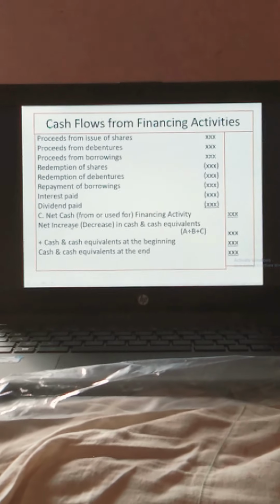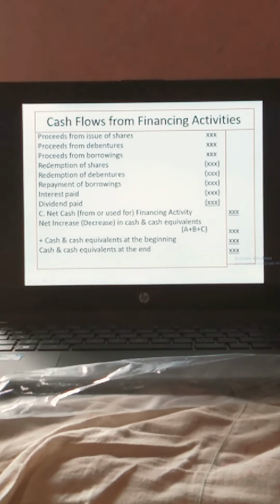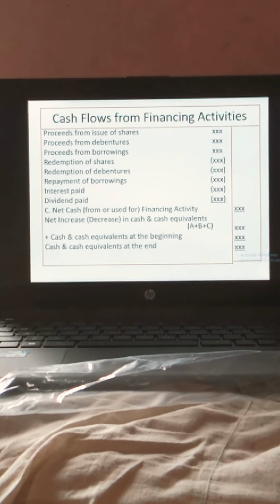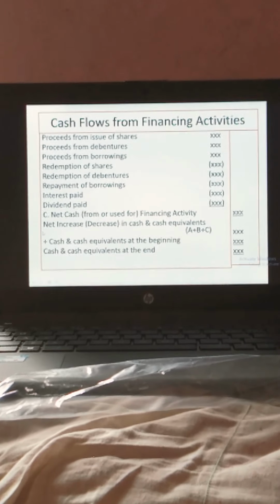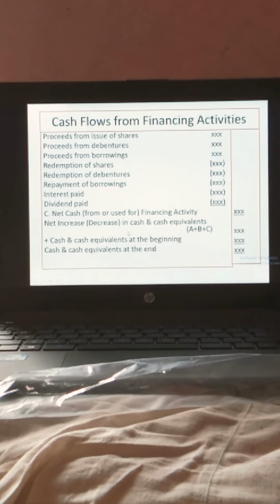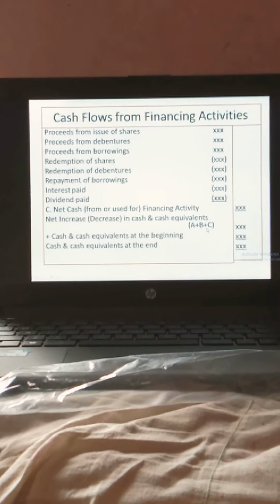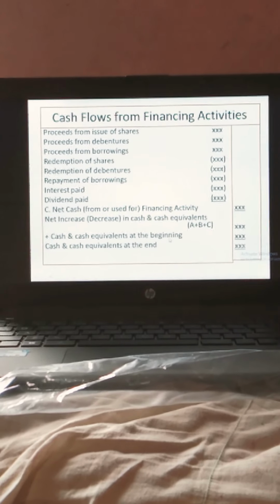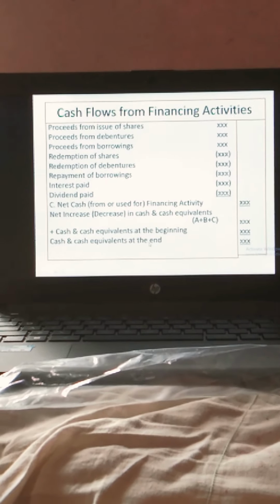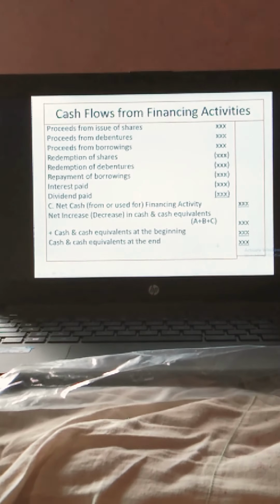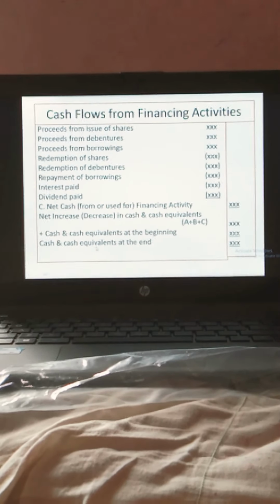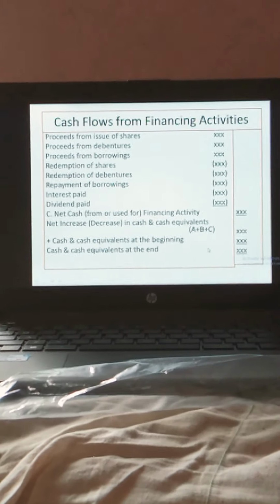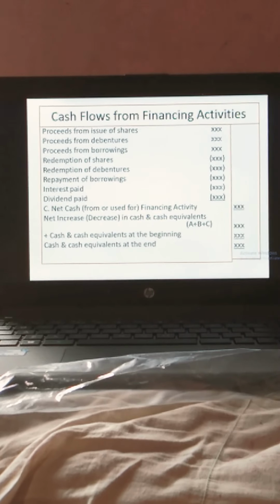Then as a final step, we have to add all these flows from operating activity, financing activity as well as investing activity, so that we will get the net increase or decrease in cash and cash equivalents. Along with that, we have to add cash and cash equivalents at the beginning, so that we get cash and cash equivalents at the end. As discussed already, the cash and cash equivalents at the end should match the closing cash and cash equivalents of our financial statements. Okay.